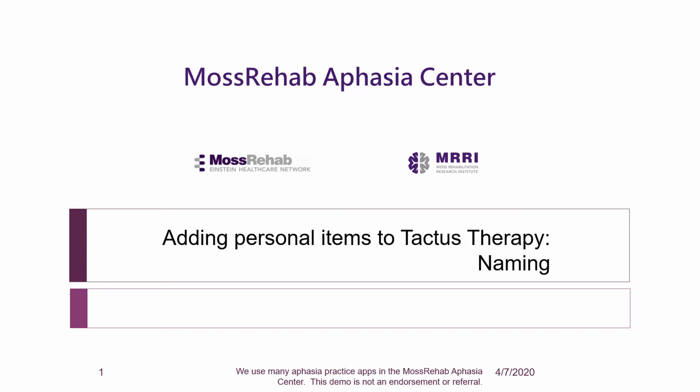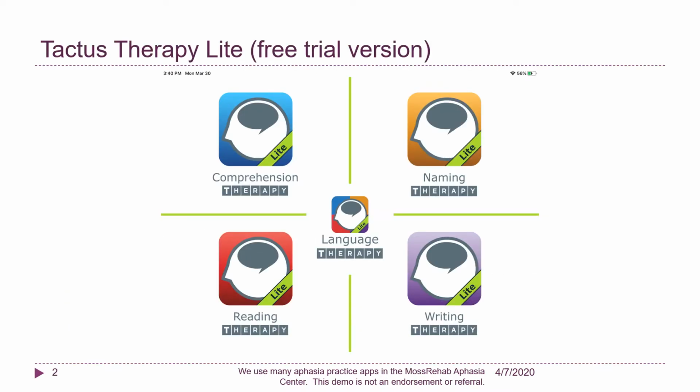In this video is a demo of how to add personal items to the Tactus Therapy naming app. This example is going to use Tactus Therapy Lite, which is a free trial version, but the process will be very similar if you already have Tactus Therapy on your device. Tactus Therapy is an app, so it works on a smartphone or a tablet, and it works on both Mac and non-Mac products.